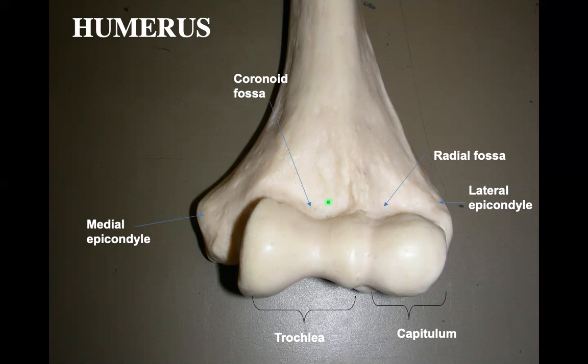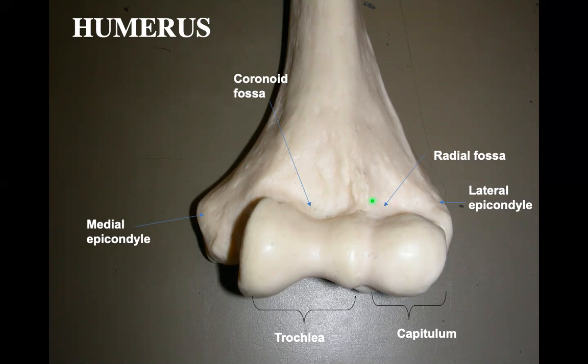Little indentation right on top of the trochlea called the coronoid fossa. So this little indentation right here. And a little indentation right here called the radial fossa. So when you're looking at this bone, the humerus is going to form articulation with the ulna and radius. Those are basically the three bones that come together to form your elbow joint.